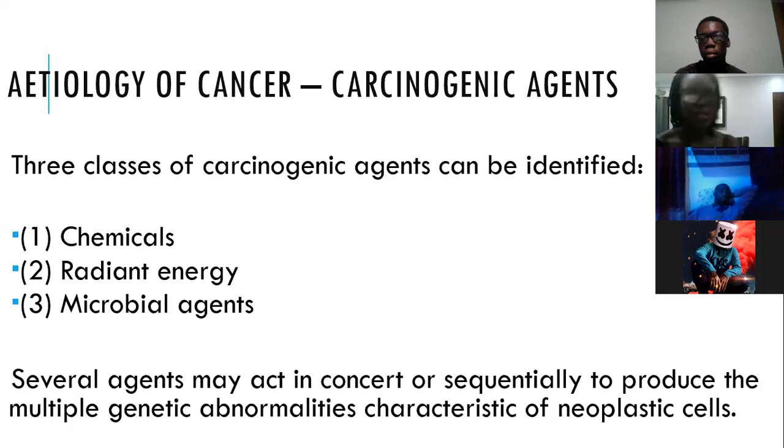So let's look at etiology. Etiology means the cause. There are three classes of carcinogenic agents that have been identified. Carcinogenic agents means agents which cause cancer. So we can have chemicals, we can have radiant energy, and then we can have microbial agents. Okay, so we'll look at them sequentially.